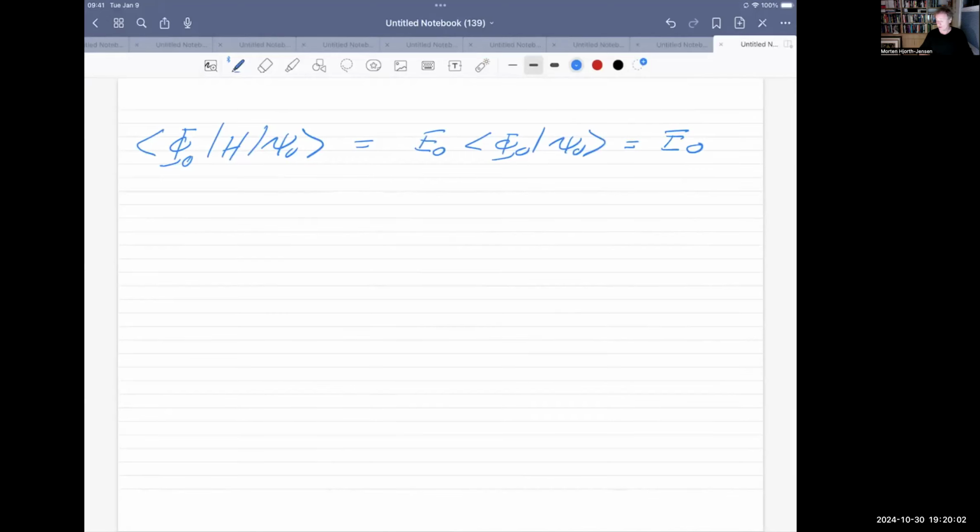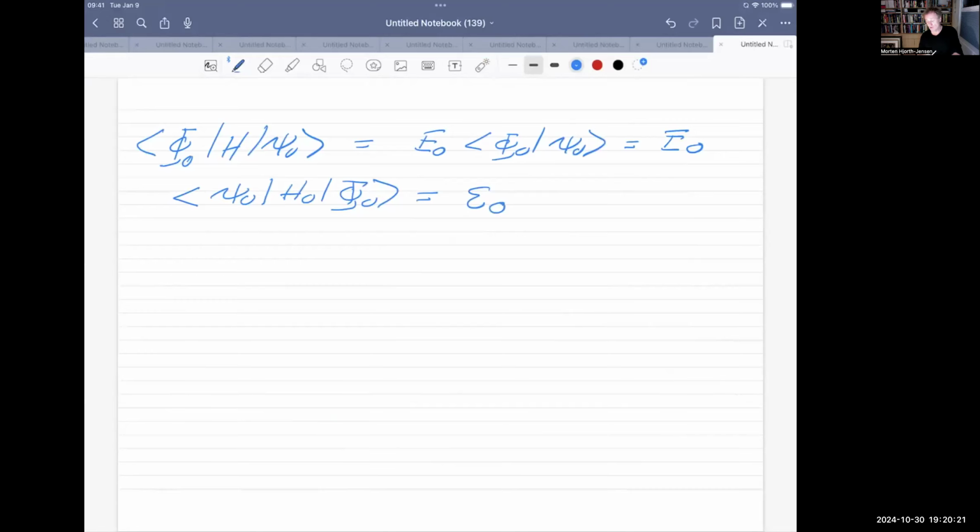So nothing special here. We also have a similar equation, which we are going to set up. So we have H0 acting on phi 0, and this is going to be given by our epsilon of 0.